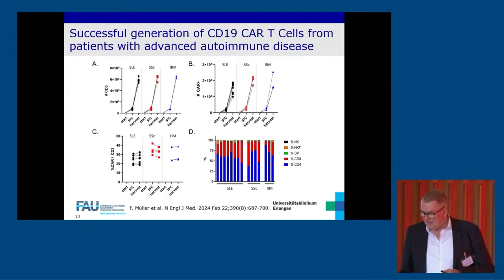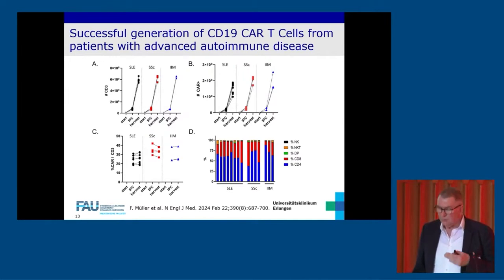The next slide I will show you answers the question: is it possible to successfully generate these CAR T cells? And the answer is yes. We could expand these CAR T cells with a transduction efficiency between 20 and 40%, and had no problem with out-of-specification products. Although these patients are heavily pretreated, we can nicely expand them, and the CD4 CD8 ratio is quite similar to what we see also in tumor patients.